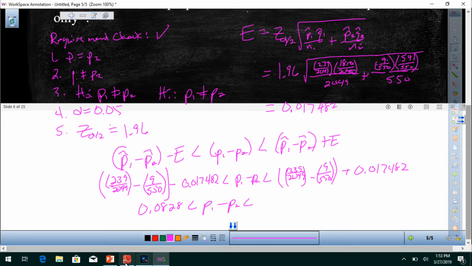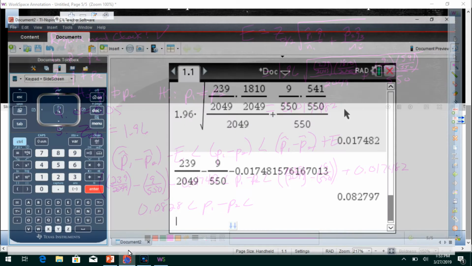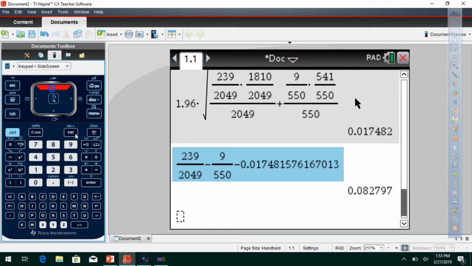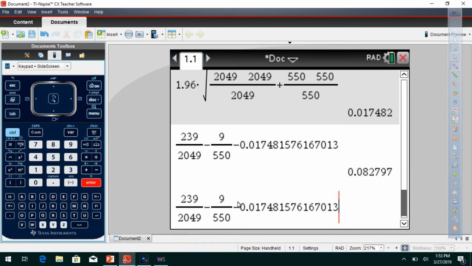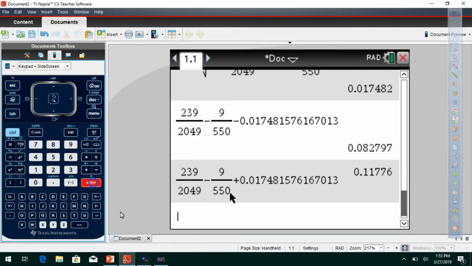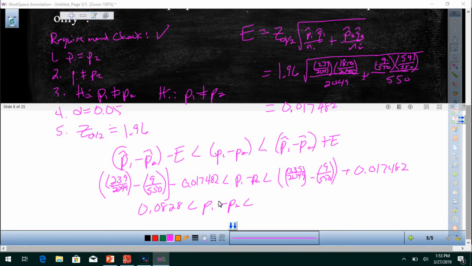All right, and then let's go up. Here's where it's really cool. I'm going to just go up there and grab that, and I'm going to change that from a minus to a plus, so I don't have to type it in again. And that gives us 0.1178. Okay? So what does that tell us?